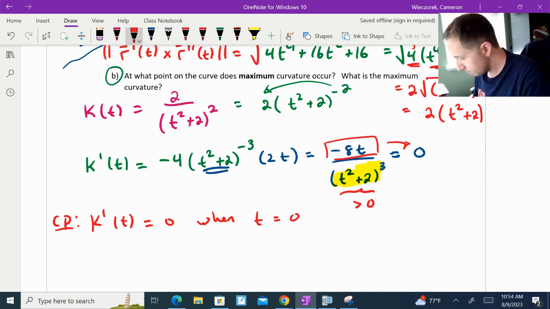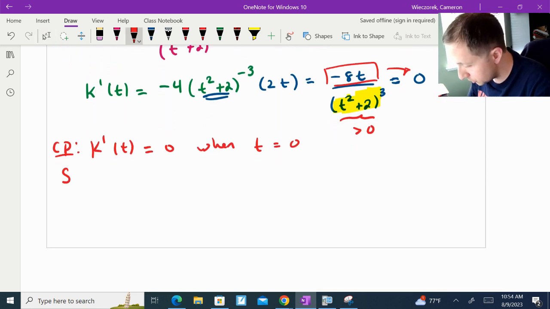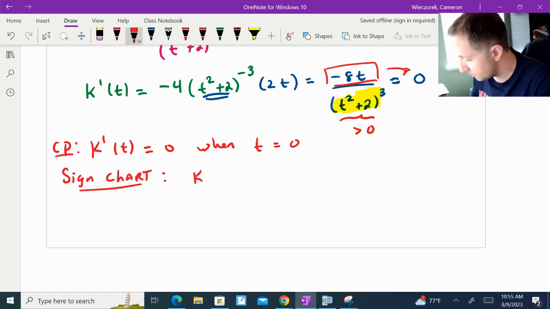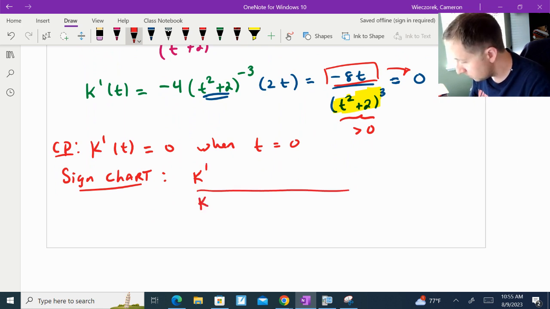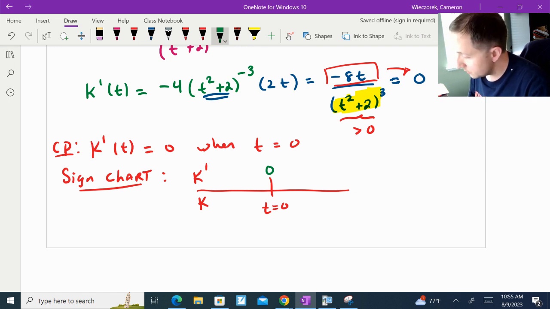And then you probably made sign charts last year in Calc 1. So if I make a sign chart here, I'm going to put my derivative in the top row, and I'm going to put my original curvature function in the bottom row. I'm going to put my critical point on the chart, t equals 0. At that point, the derivative of the curvature was 0. And then I'm going to plug in values of t into my expression negative 8t over t squared plus 2 cubed. That was my derivative of the curvature function.